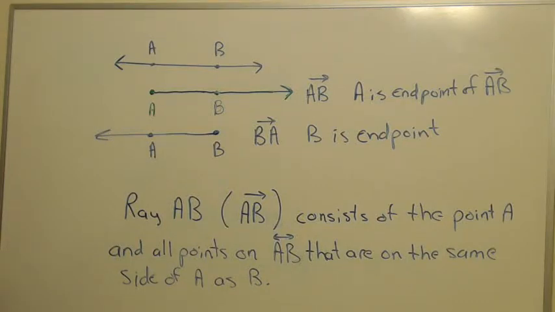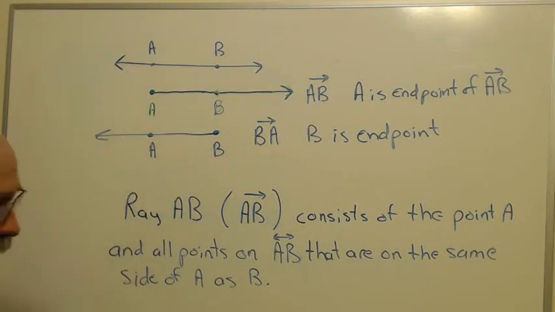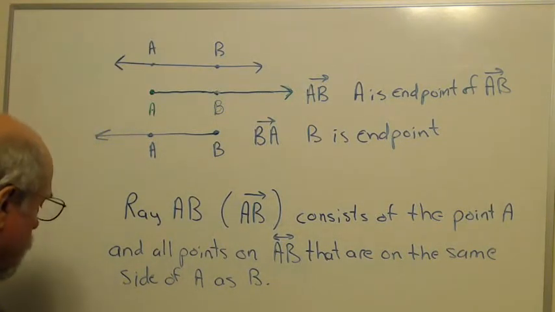Now, one of the reasons that we define what a ray is, is so that we can define one of our most important figures in the class, and that's an angle. So now we're going to use our definition of ray to make our definition of angle. If there's any of this you don't have, I would suggest you pause it and get it. I'm going to assume you've done that, and I'm going to go on.